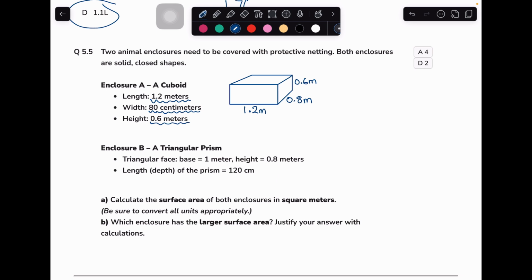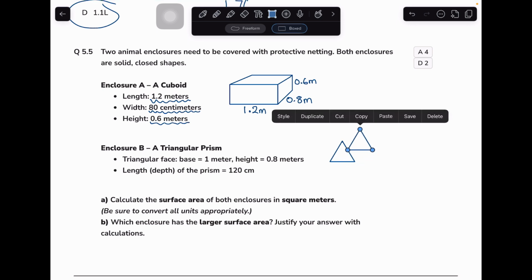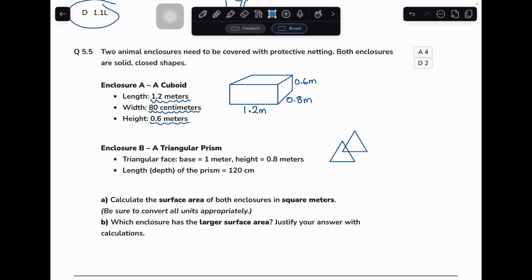Okay. Then for the next enclosure, we have a triangular prism. So again, just have a go at drawing this. Okay, so our base is 1 meter. Our height, so this height would be our vertical height, remember? So let me just do that in a different color. So this height here is 0.8 meters.